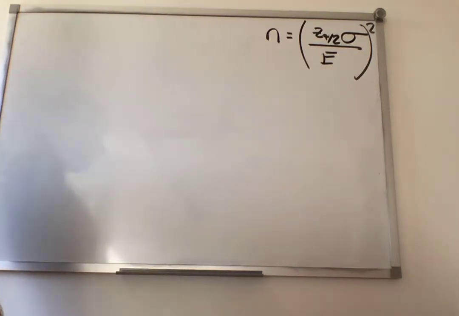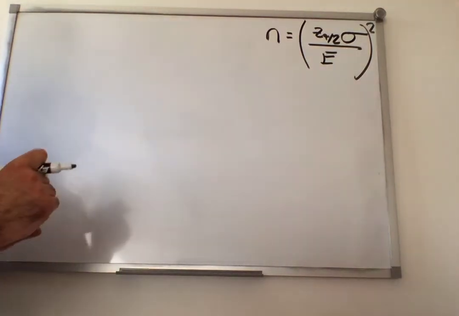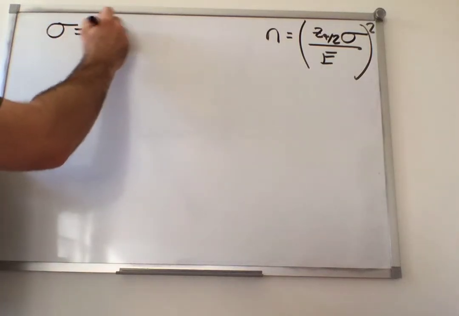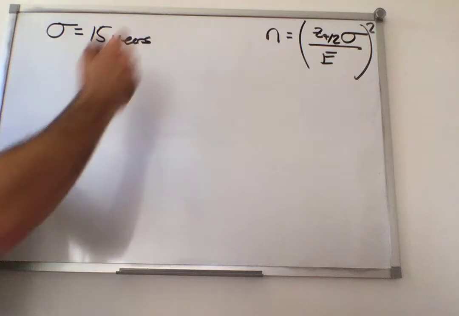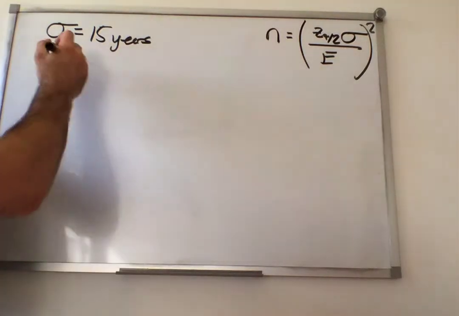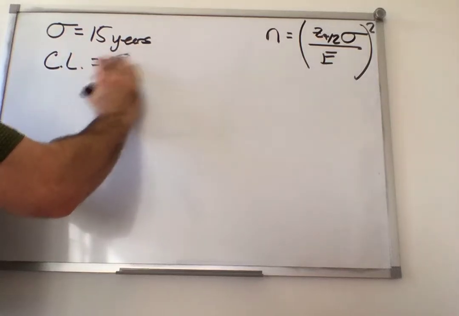So the problem on my notes says the population standard deviation for the age of football college students is 15 years. So they told us the population standard deviation is 15 years. If we want to be 95% confident, so they tell us the confidence level is 95%.